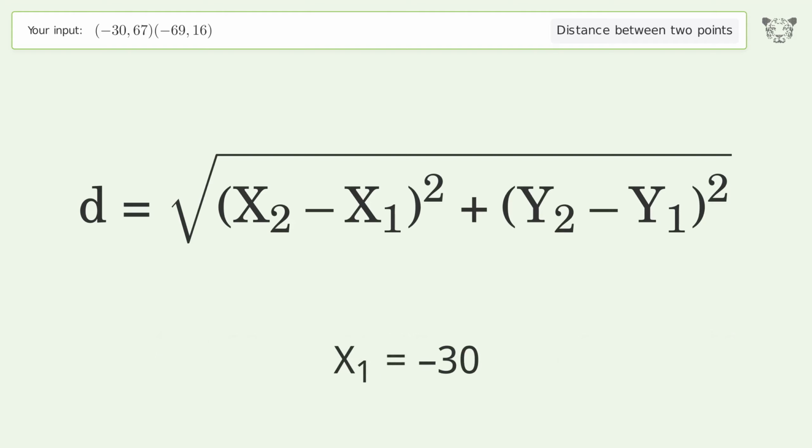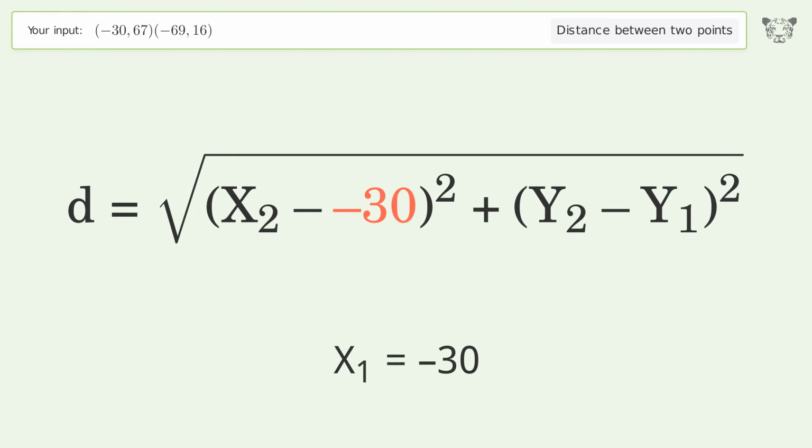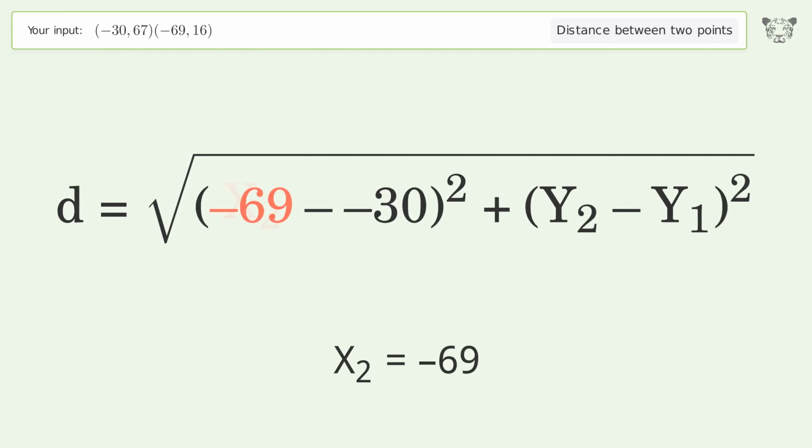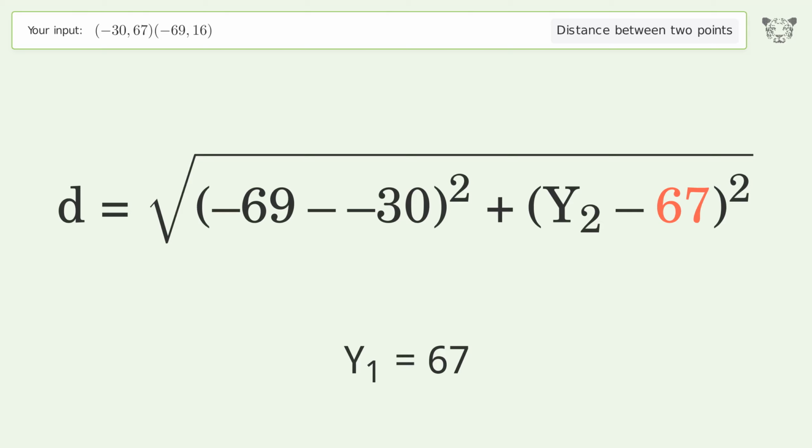x1 equals -30. x2 equals -69. y1 equals 67. y2 equals 16.